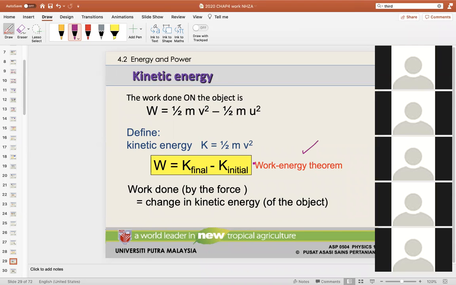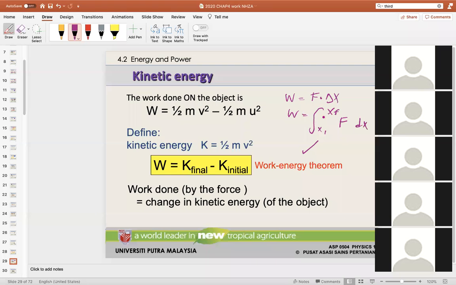What is the work done? So you have to know there are two types of work done. W equals F dot delta X, or W equals the integral of F dx. Okay, these are the possible questions that will give you 1 mark.